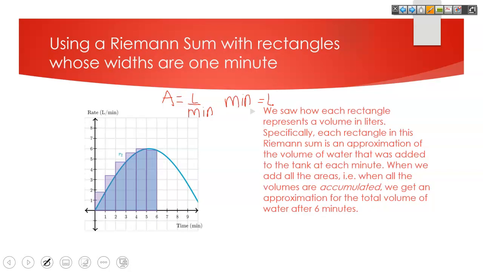When we add up all of those values, then we get the accumulated volumes for the total water after 6 minutes. So if you were talking about this in words, if it asked you like, what does the right Riemann sum represent? The right Riemann sum represents accumulated volume after the amount of time.